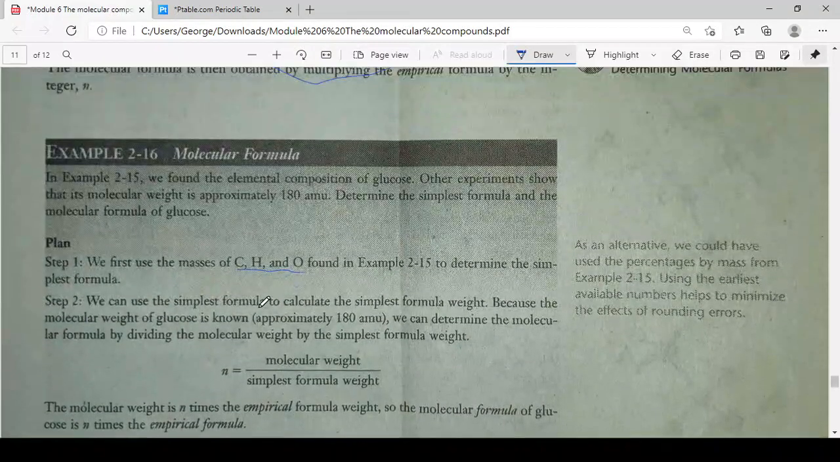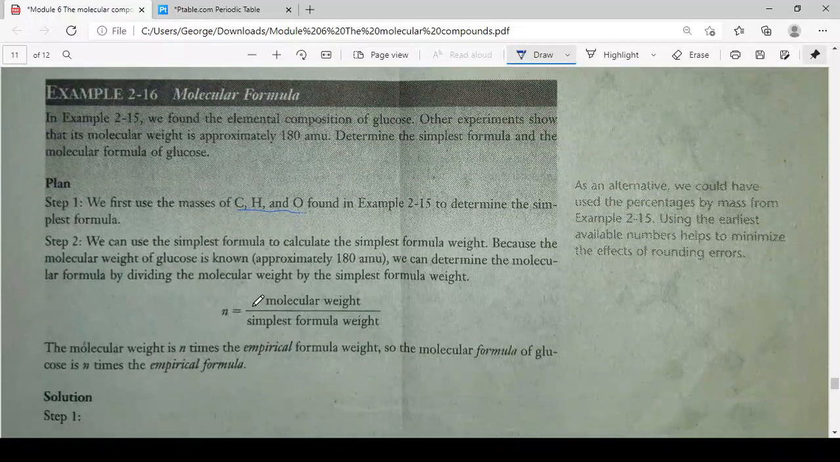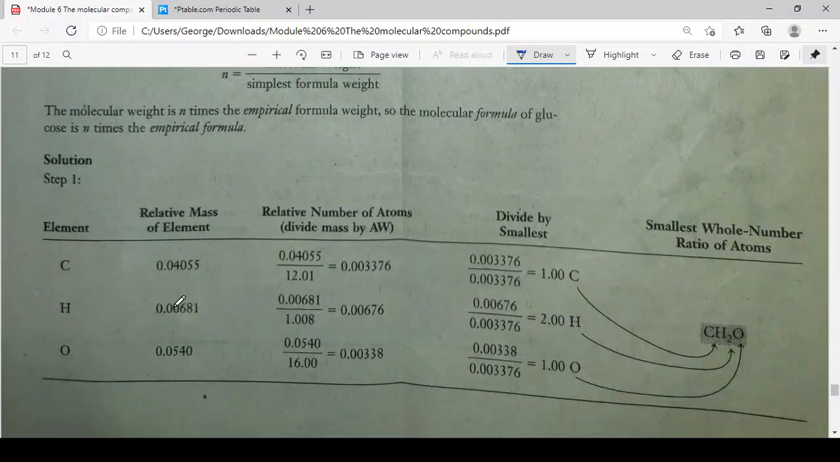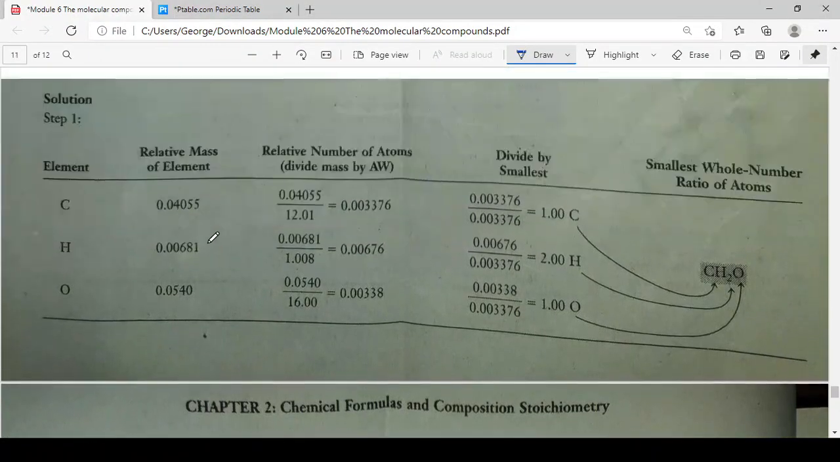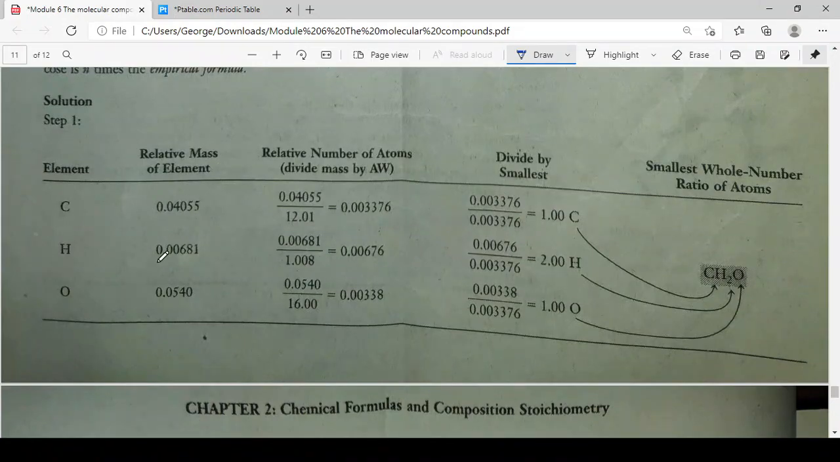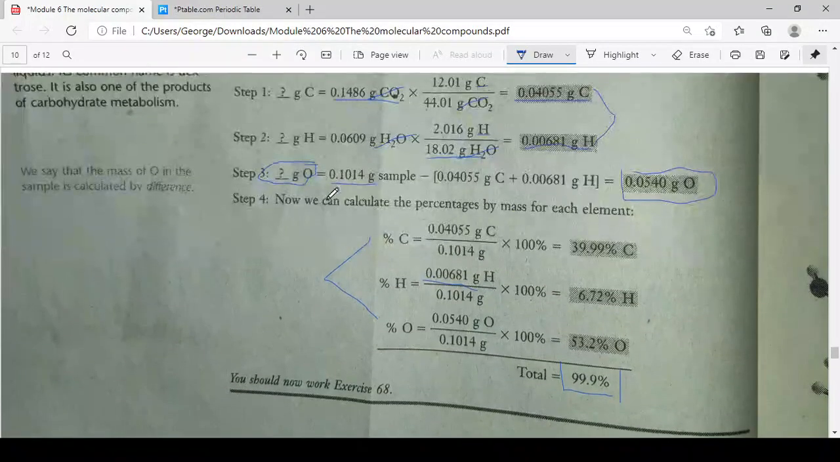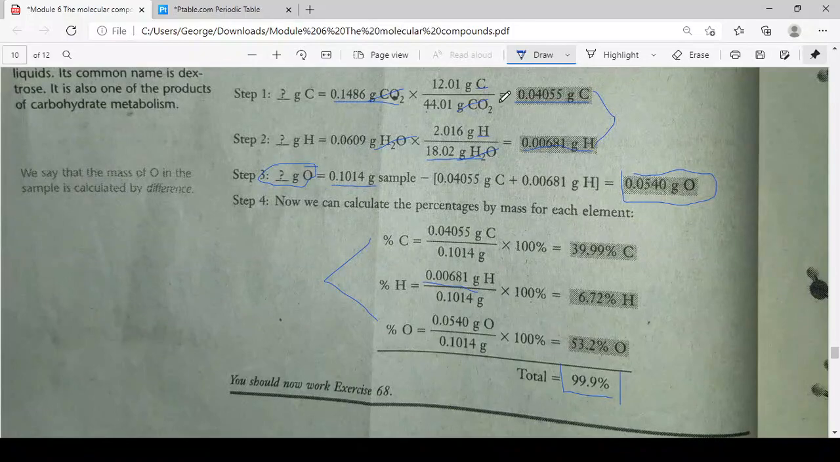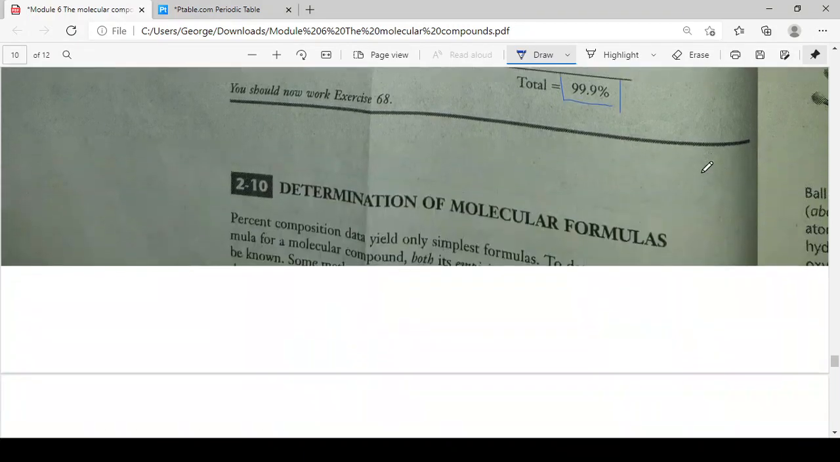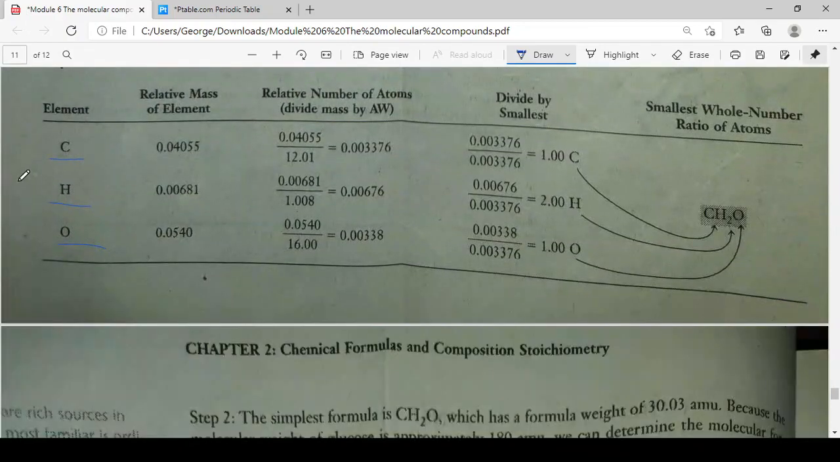Let us use your Example 2.15 to know the composition of our glucose. So first, kids, we are basing our relative mass of elements on Table 2.15. C, H, and O have relative masses: carbon 0.04055, hydrogen 0.0681, and oxygen 0.0540. Now, is it correct? Yes.